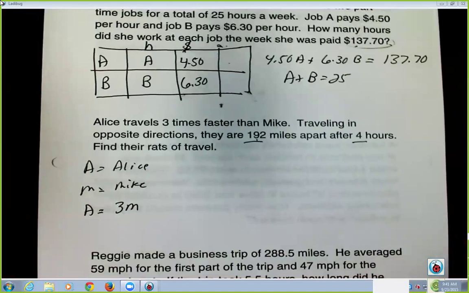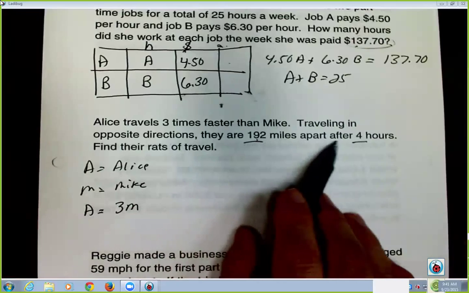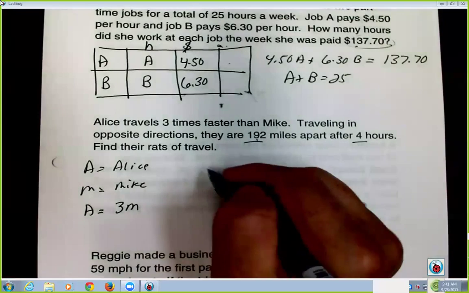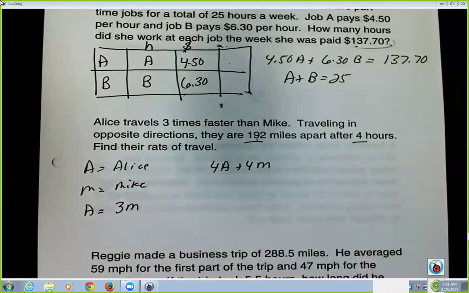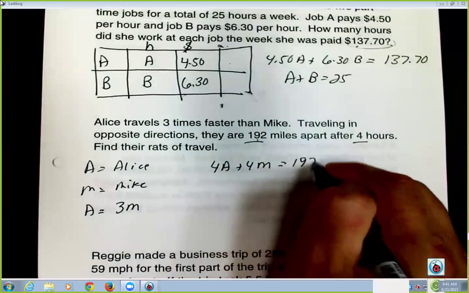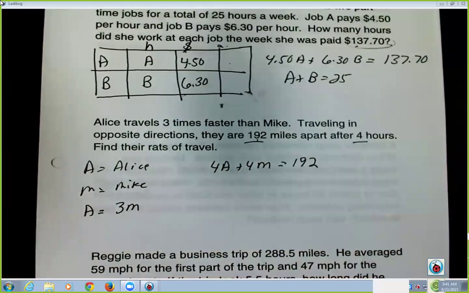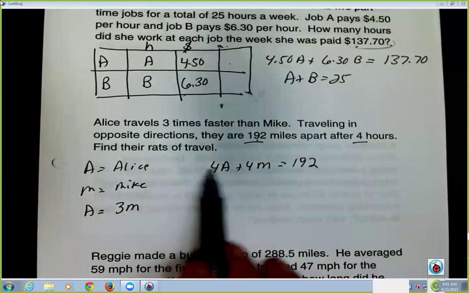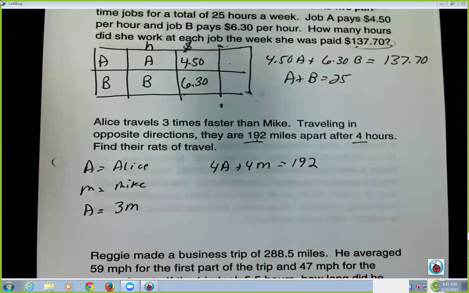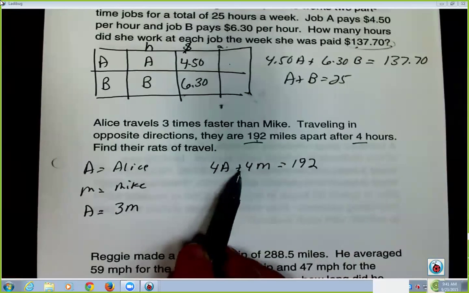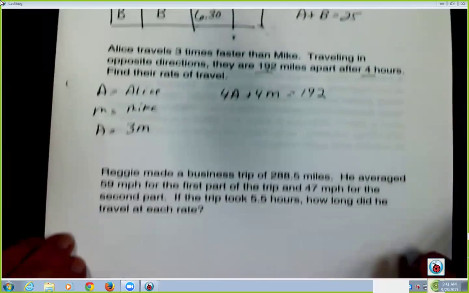And then they're traveling in opposite directions, and they are 192 miles apart after 4 hours. So 4 times Alice plus 4 times the speed Mike travels at is going to equal 192. So you've got your 2 separate equations in there because each are traveling 4 hours for those. This one relates back to those distance ones that we had earlier. It's kind of like that.